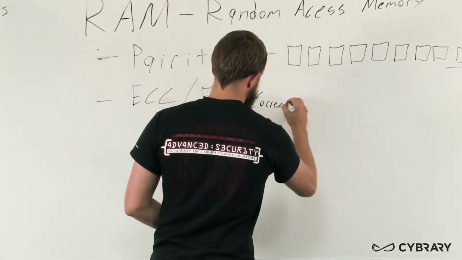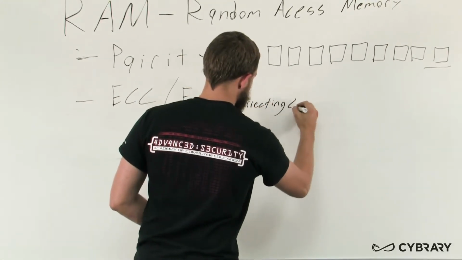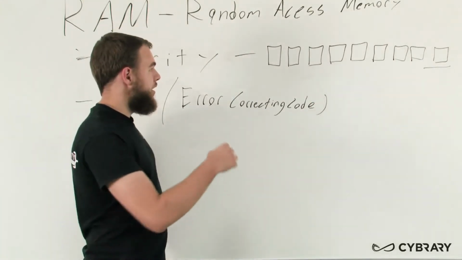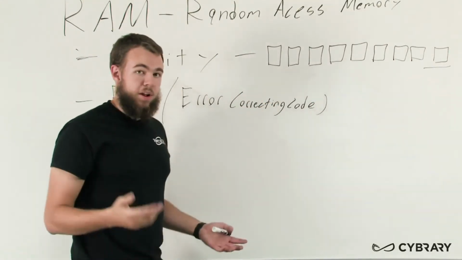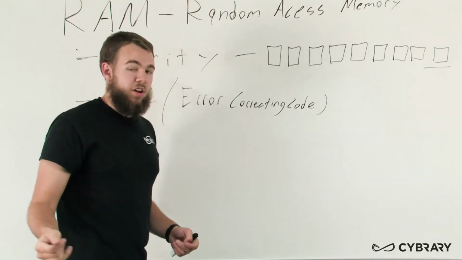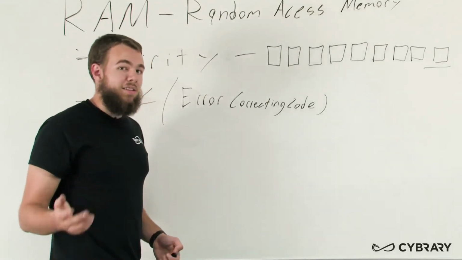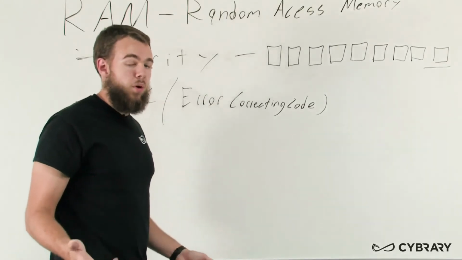The other type of error checking, ECC, stands for error correcting code. This type of error correcting actually doesn't just check the memory and see if it's right or wrong and then shut us down and give us an error when it's incorrect. It actually tries to correct the problem if there is one.